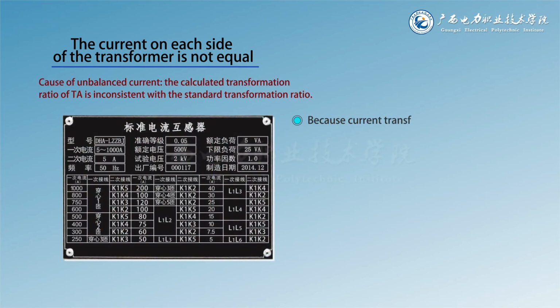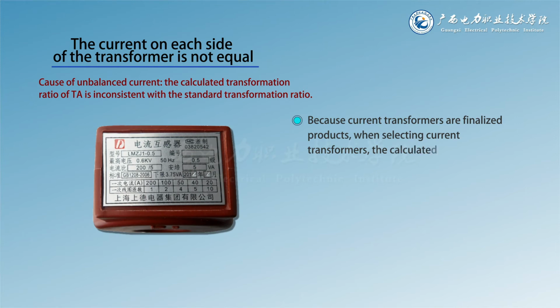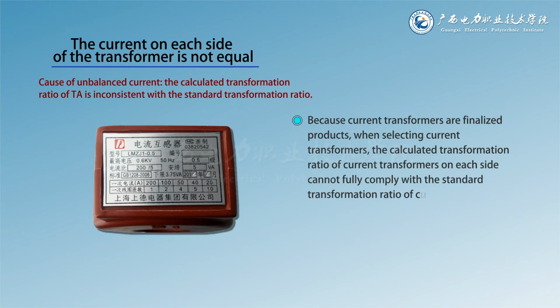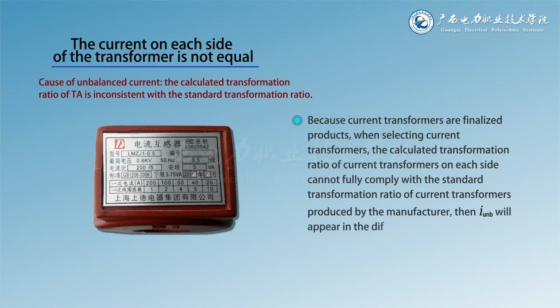Because current transformers are finalized products, when selecting current transformers, the calculated transformation ratio of current transformers on each side cannot fully comply with the standard transformation ratio of current transformers produced by the manufacturer. Then an unbalanced current will appear in the differential circuit.